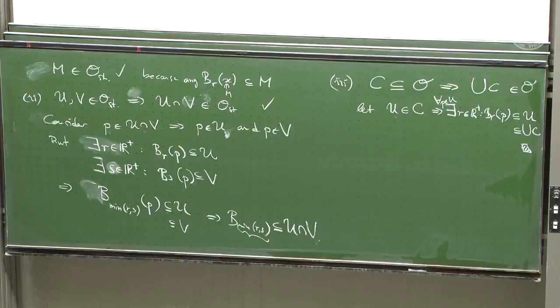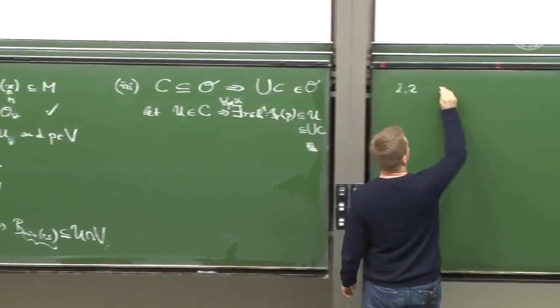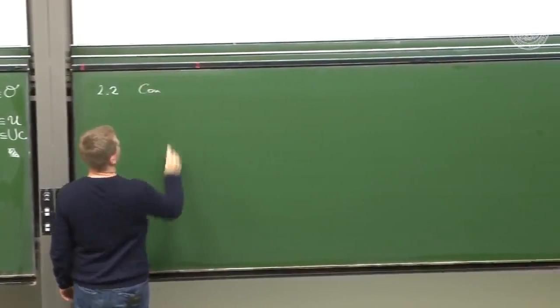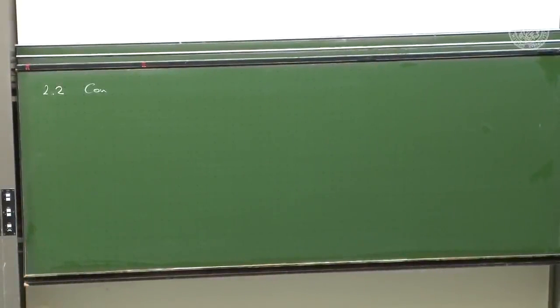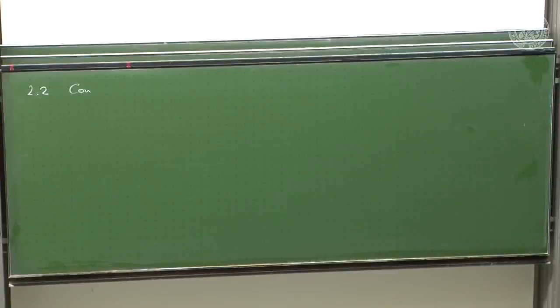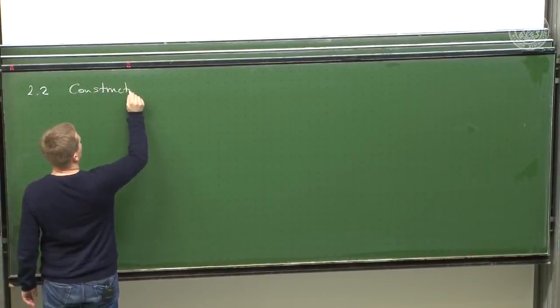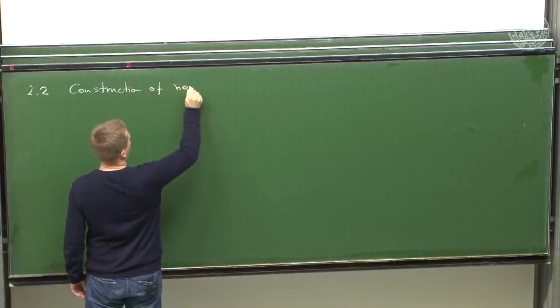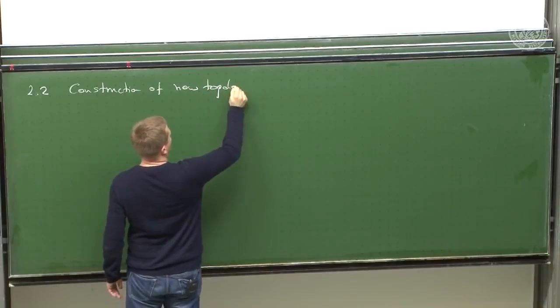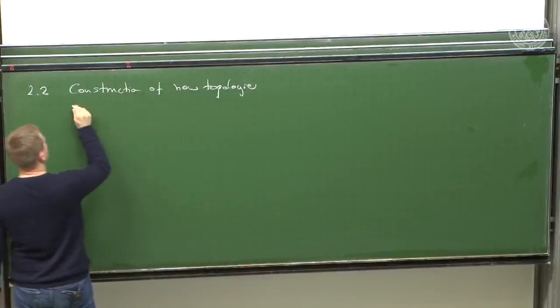I wanted to give this another section heading. Well, now I provide it as an example. That's fine. Okay, so then let's have 2.2, construction of new topologies from given topologies.